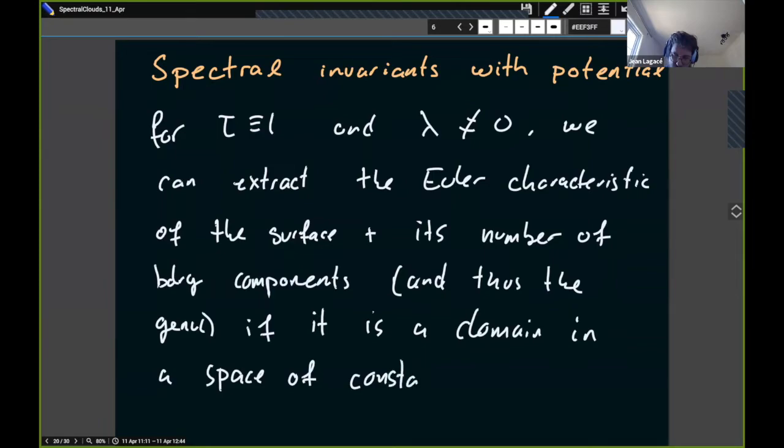And this will be done just using the Gauss-Bonnet theorem. So we need to know a priori that you're in a space of constant curvature, because otherwise you will get some linear combination of an integral of the curvature and the Euler characteristic. But this tells us that by adding this potential, and maybe for other choices of potential, we can get different geometric invariants.